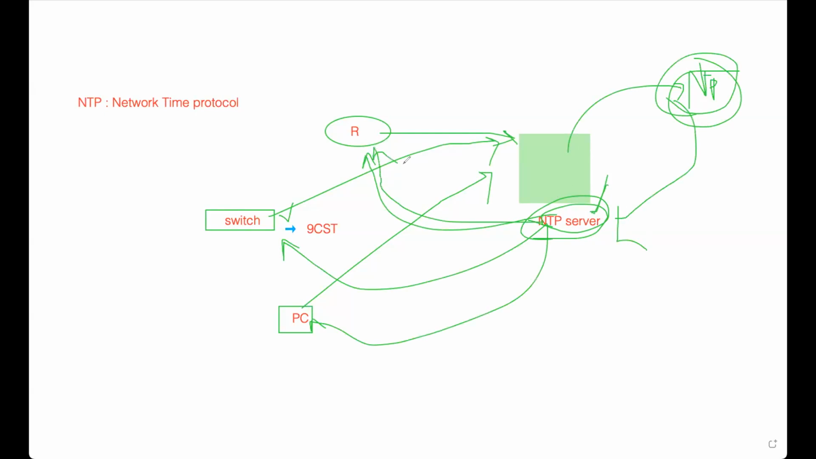So as I said, NTP is to synchronize the time of network devices with a common reference time. In a network environment, it is very crucial that all devices operate on the same time, so that it can ensure proper network operation and also logging and troubleshooting, right? So that's why NTP synchronization is very important.